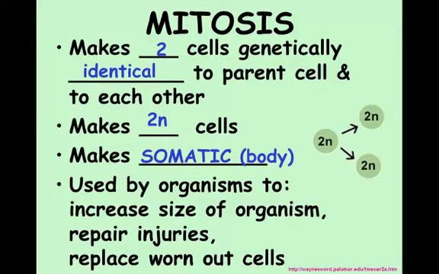used by organisms to grow bigger. That's how you got from a 1-celled zygote to a billion-celled multicellular organism that is 5 or 6 feet tall. We use it to repair injuries. Skin cells make more skin cells to fill in the hole or the injury. We use it to replace worn-out cells. And so when we're doing mitosis, we're making cells that are the same.